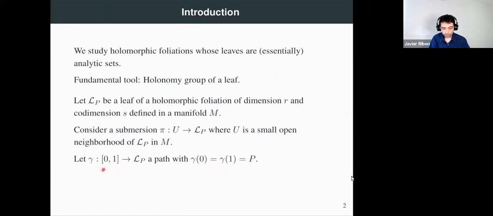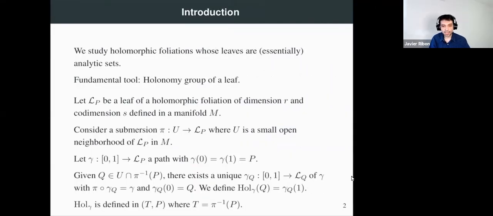Okay, we're going to consider a path inside our leaf, a loop indeed. The initial and final point of the path are going to be the same, the point P. And given any point Q in the level set of the submersion through the point P, there exists a unique path contained in the leaf, such that the projection by pi is gamma and the initial point is Q. And we define the holonomy of the foliation along the path gamma at the point Q as gamma_Q(1).